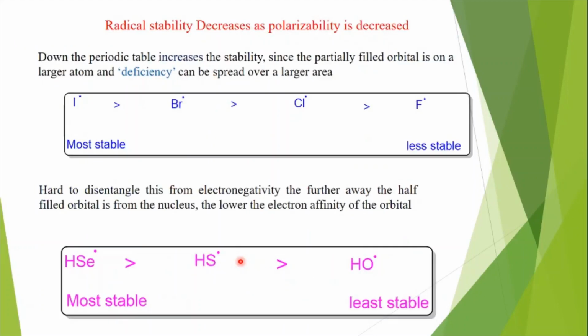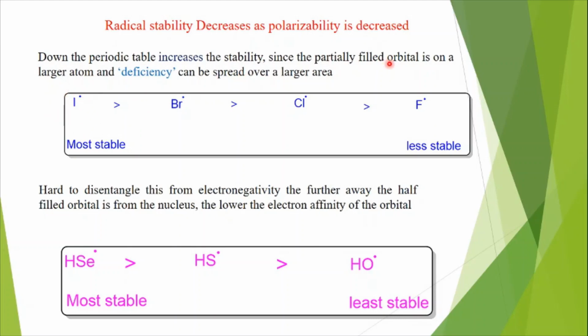Next point, radical stability increases as polarizability increases. So down the periodic table, stability increases since the partially filled orbital is on the larger atom, and the deficiency can be spread over a large area. So this iodine has a big size, and it has more polarizability.